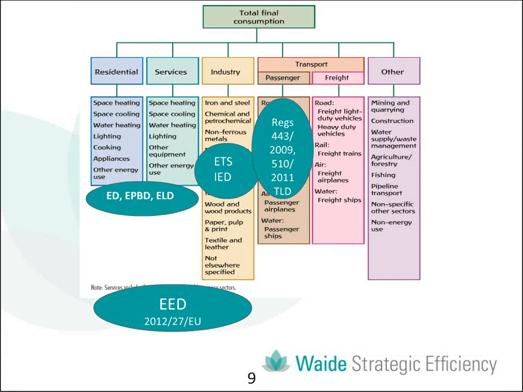So if we put these measures against the different energy-using sectors, the residential, services, industry, transport divided between passenger and freight, and others, you can see where these different directives fit. And underneath you've got the Energy Efficiency Directive, which crosses the residential, services and industrial sectors and actually does include a little bit in the other sector on the far right as well.